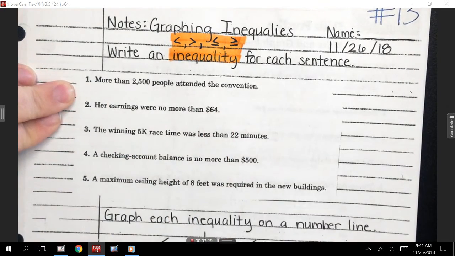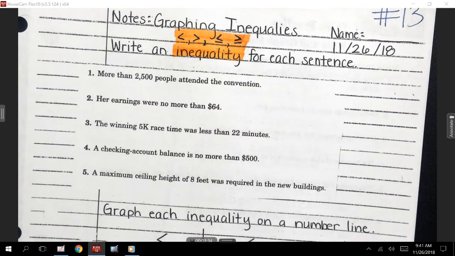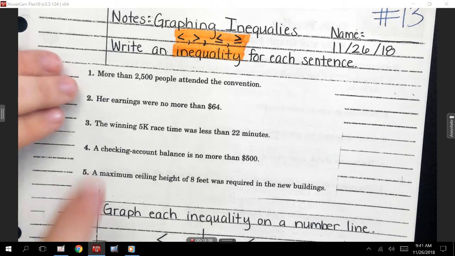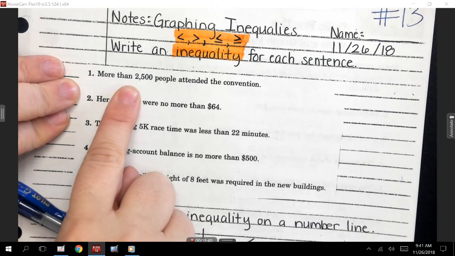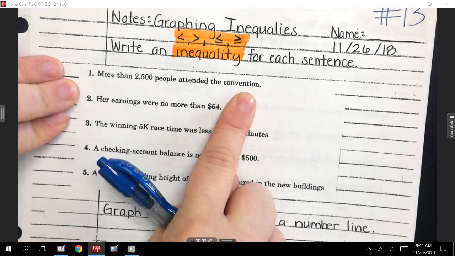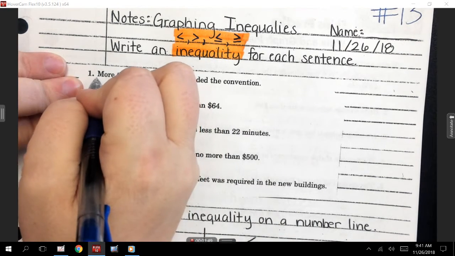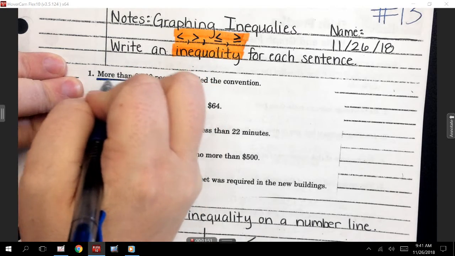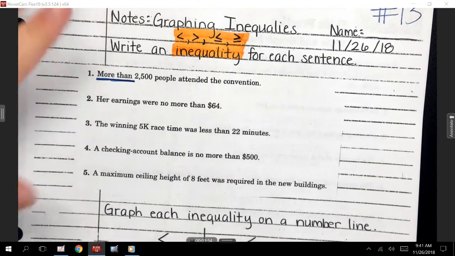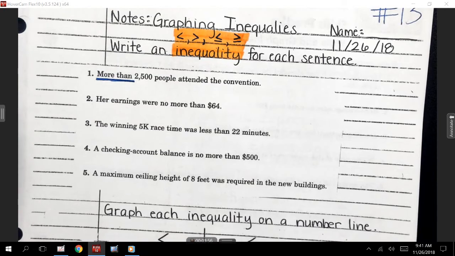What do we want to do when we're writing out these sentences and making them inequalities? The first thing I want us to do when we read the sentence is look for the description that tells me, is it greater or is it less? Where are the words that are telling me it's big or small? So on number 1, it says more than 2,500 people attend the convention. First of all, what words are telling me if it's bigger or if it's smaller? Kaden? More than. So guys, I want you to underline that. A lot of times those words are the easiest thing to find. If we start finding that, then the rest is going to be a little bit simpler.